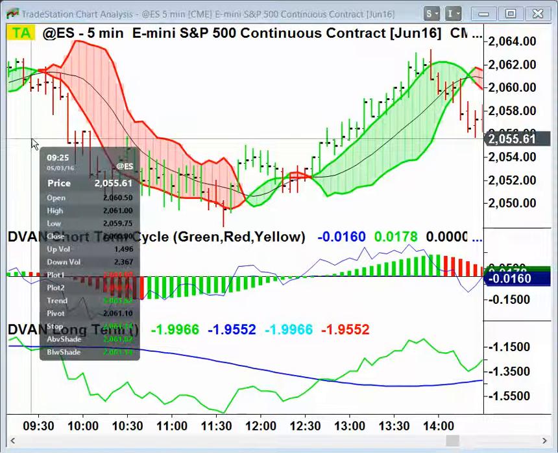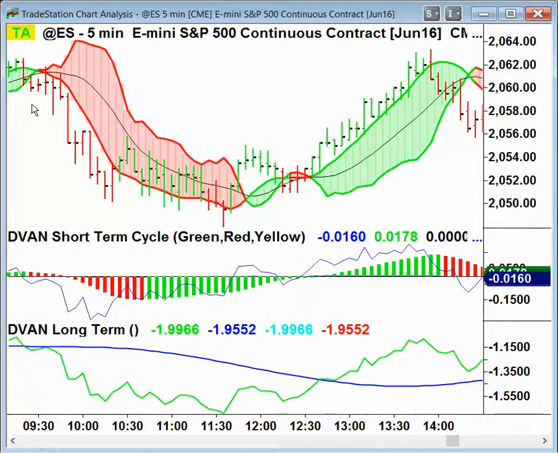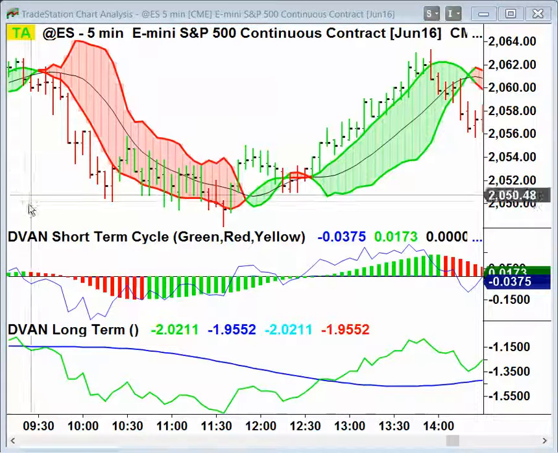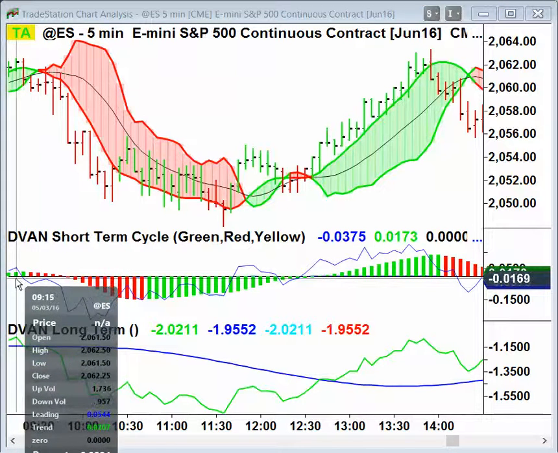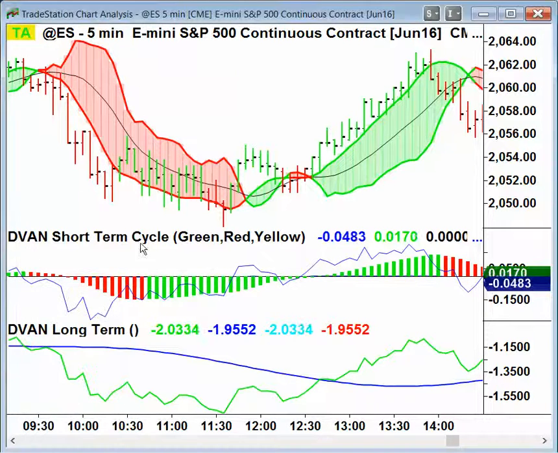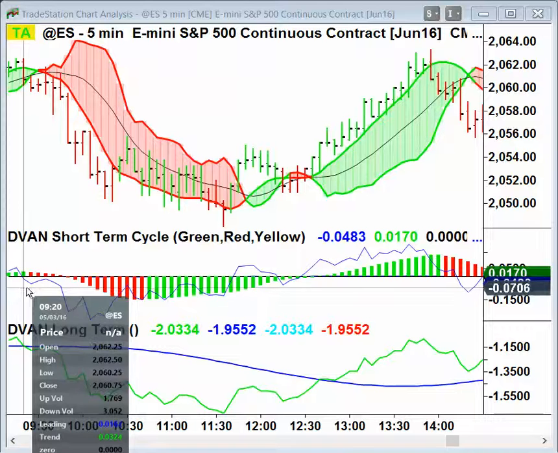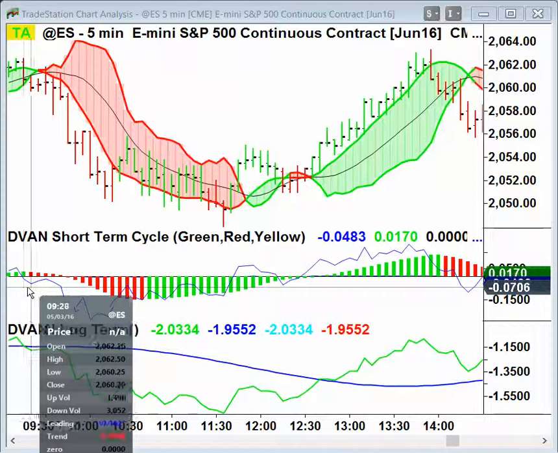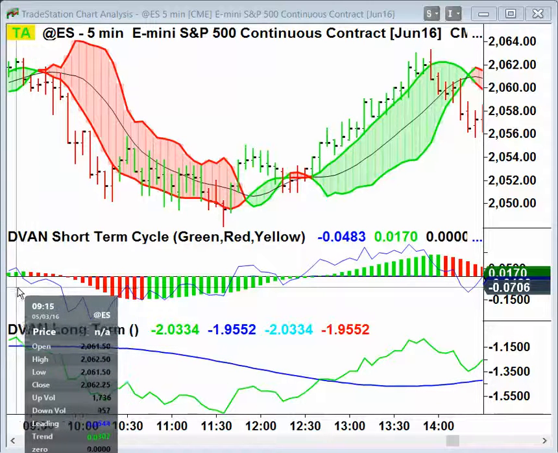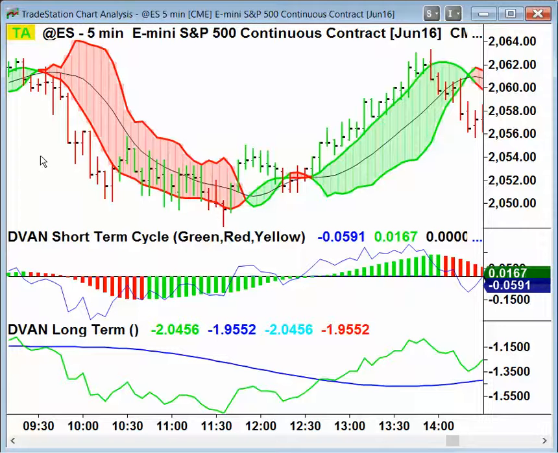So right before the open, you can see a few things that are leading us to believe that the open should continue in a negative manner. The histogram bars go from green to red in the short-term cycle indicator, indicating that we're seeing the possibility of a change from what was an uptrend pre-market to a downtrend right before the open.